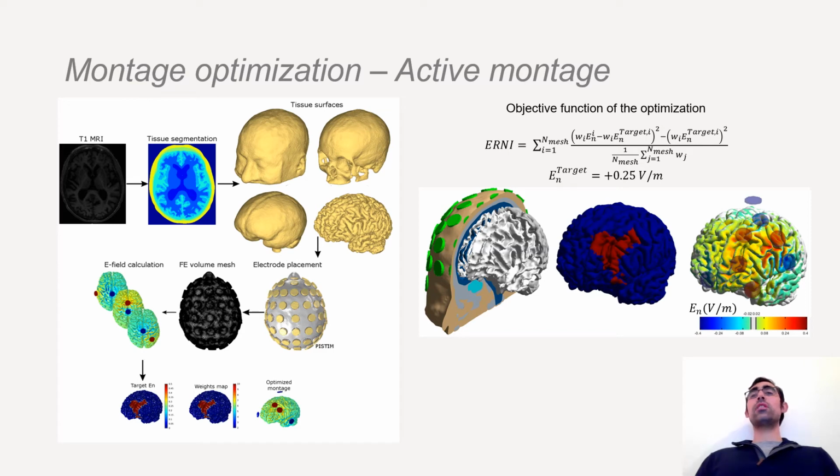Let's imagine for now that we will place all of these positions of the active montage into a vector called X that has all the electrodes employed in the active montage.